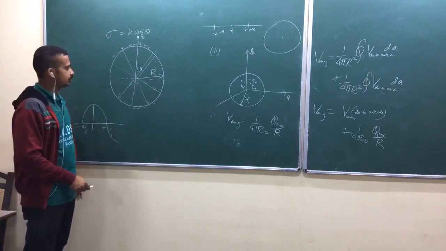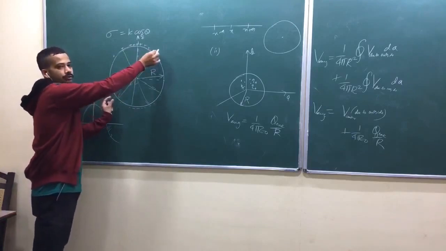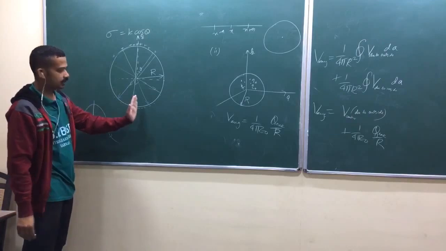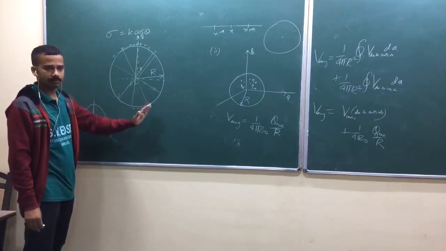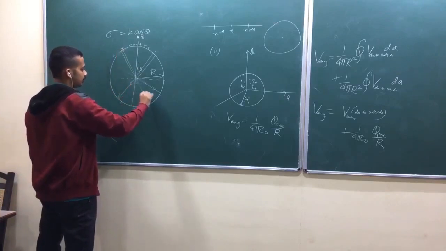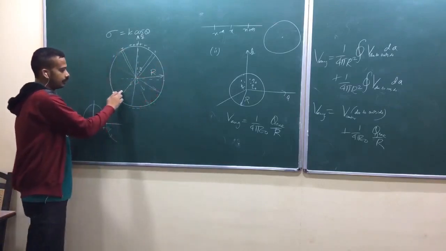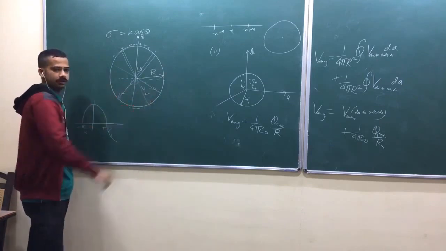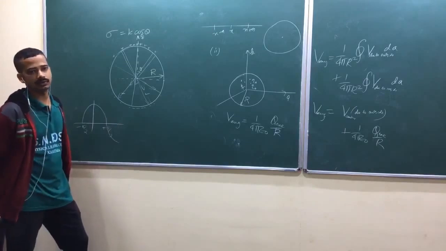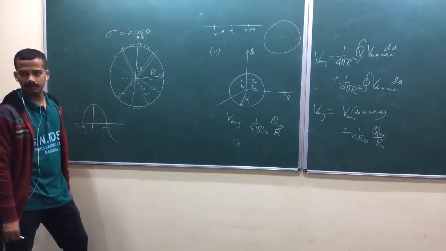Suppose I have taken one tiny dipole, because of dq here. Then it will have a vertically downward component and a horizontal component. I can find a similar dipole here, which will have a horizontal component that cancels out the horizontal component of this one. Am I right? The vertical components will get added. Definitely you will have a net vertical component.